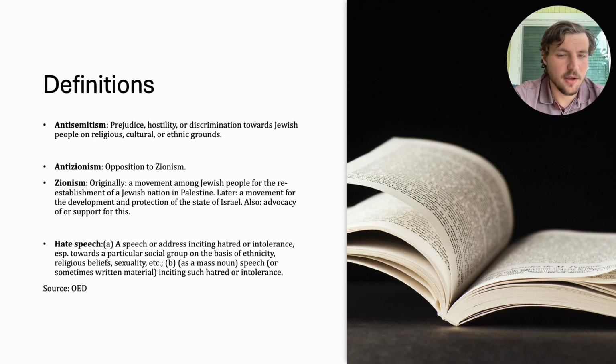To sum up, all of these definitions are very subjective, and there's no one definition for any of these, and there's no one way of understanding these words, which means that interpretations of what qualifies as anti-Semitism, anti-Zionism, and hate speech can vary from one person to another, making it very difficult to decide what we want to limit and what we want to allow.